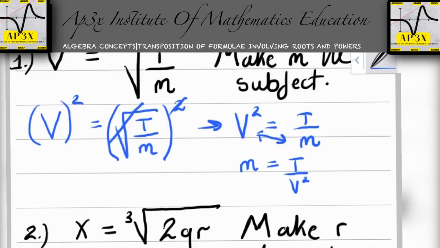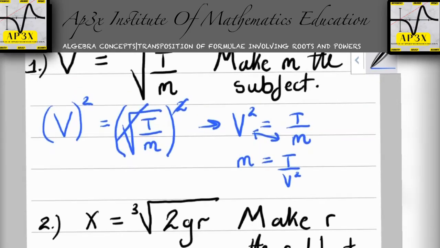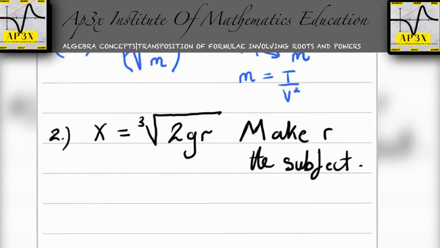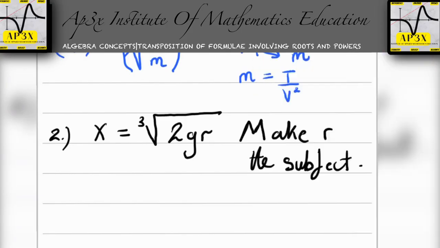All right, so beautiful. We've just looked at an example that involves the square root of a fraction. Let's look at an example where we have another root symbol that involves a product. So here we have x is equal to the cube root of 2gr. What this means is that I'm going to have to cube both sides of the equation, because in order for me to remove the cube root, I have to cube the equation.